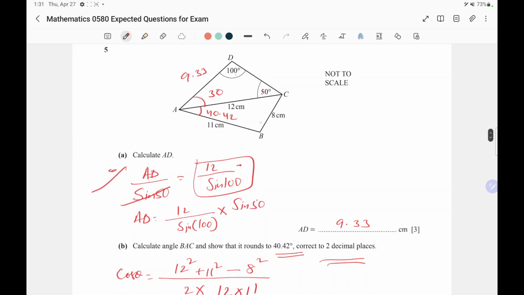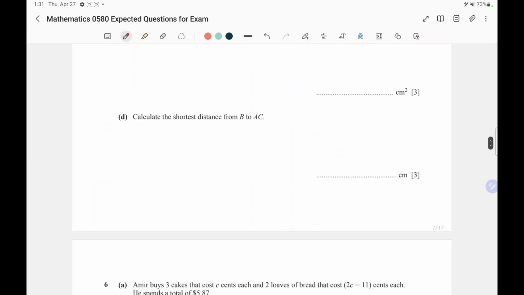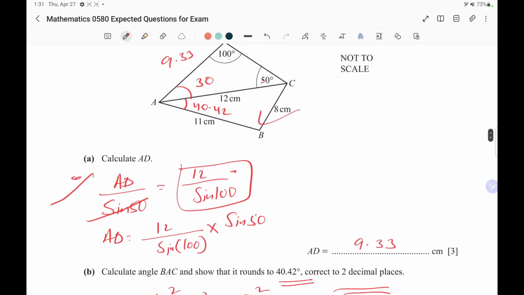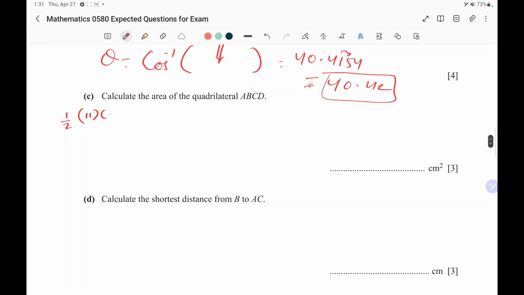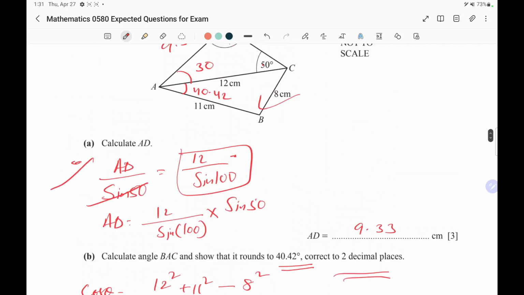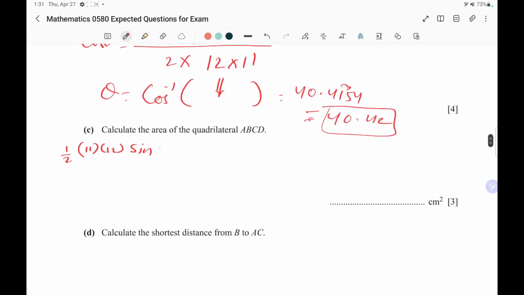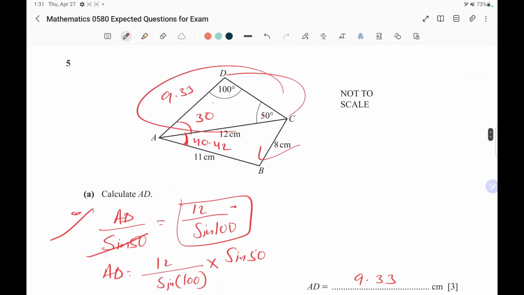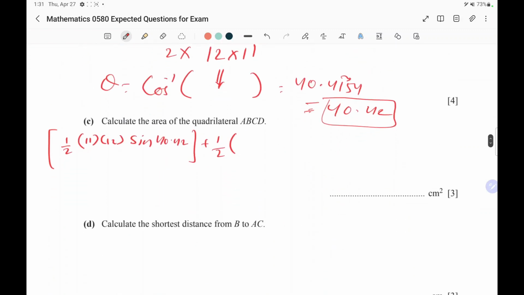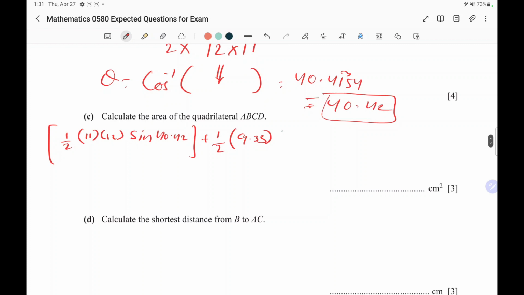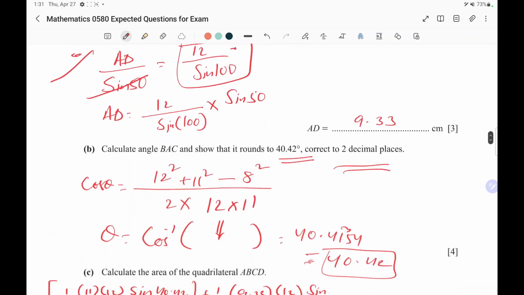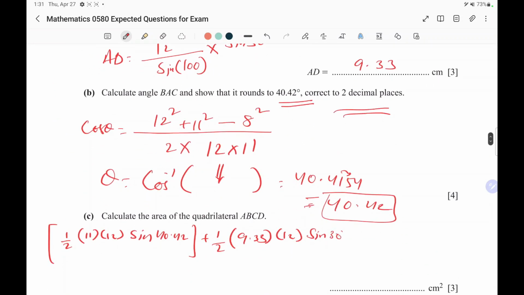Okay, so area of the triangle ABC first I would like to find. ABC, area of the triangle ABC. So half times 11 times 12 times sine of 40.42. Now plus half of area of the triangle ADC, half of 9.33 and 12 times sine of angle between them, which is 30. So sine of 30.